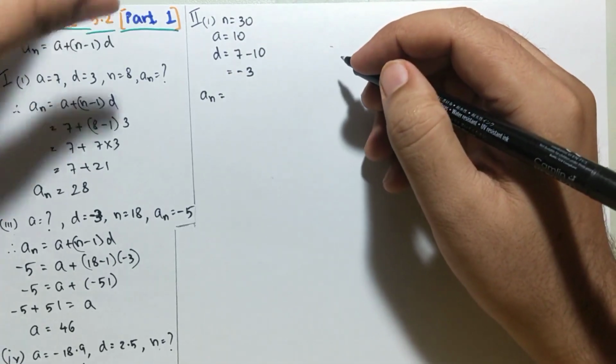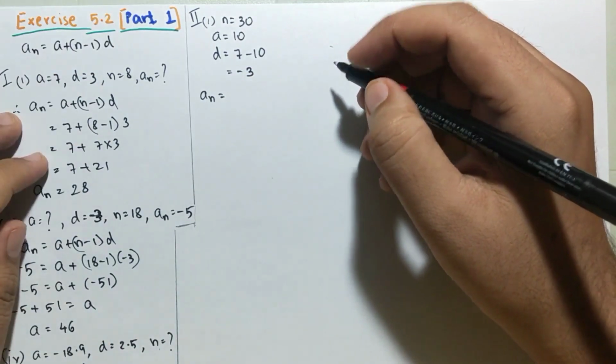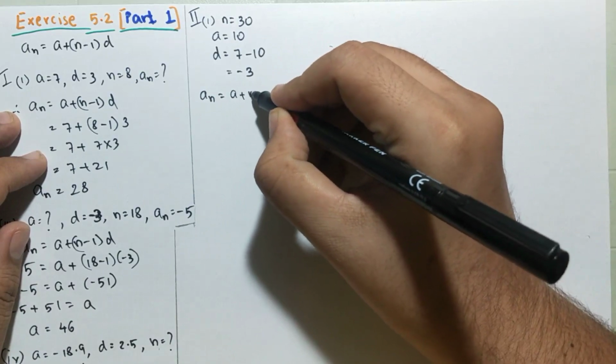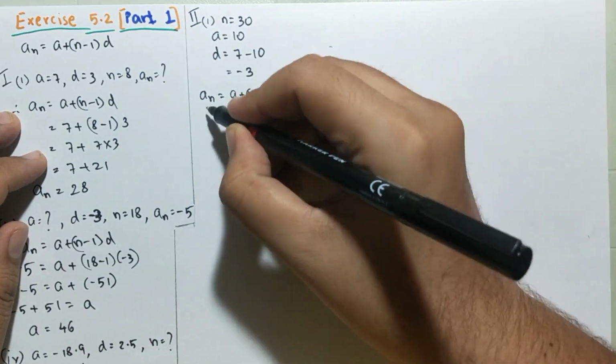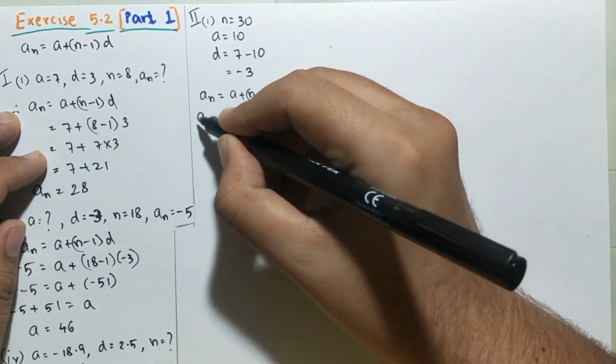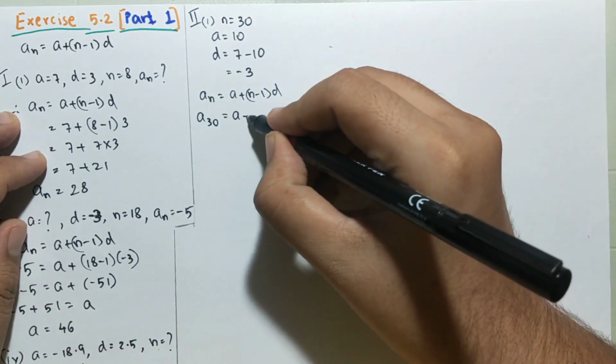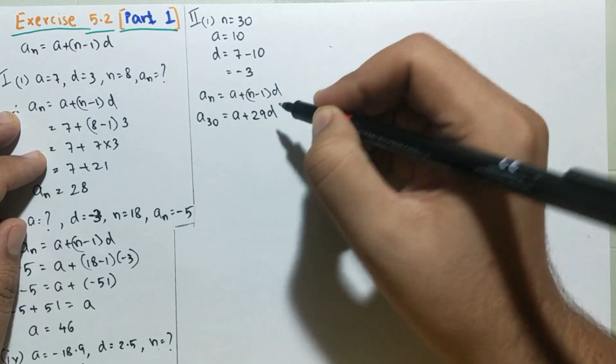That is, the nth term is the 30th term. So what is the formula? That is A plus (n minus 1)D. We have to find the 30th term, that is A30, the value of A30. So that will be equal to A plus 29D.